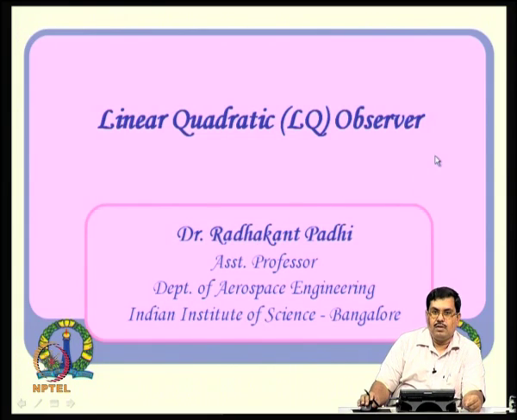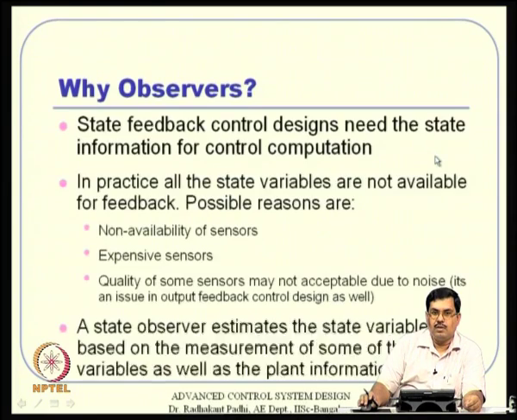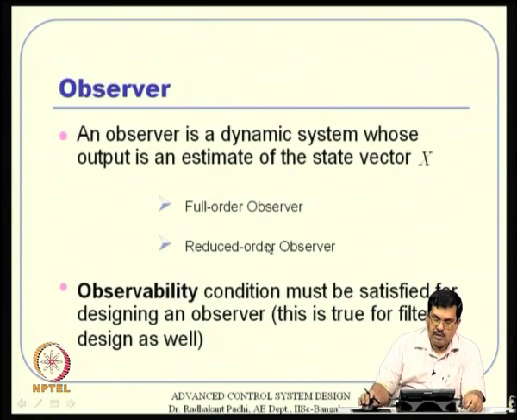This is what we did there. The need for the observer or estimator is because we typically propose state feedback control design, and state information is needed for control computation, and most of the time we may not have sensor-rich systems. In other words, either the sensor is not available, or it is an expensive sensor, and so on, as we discussed last class.